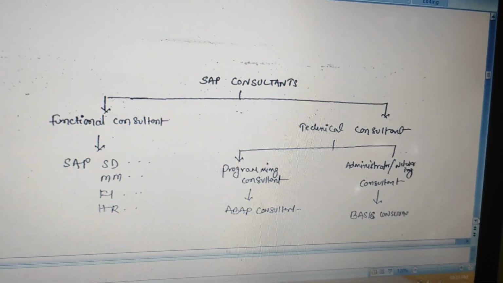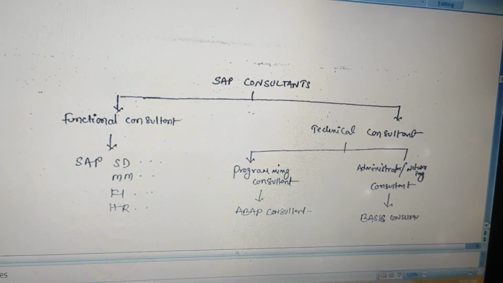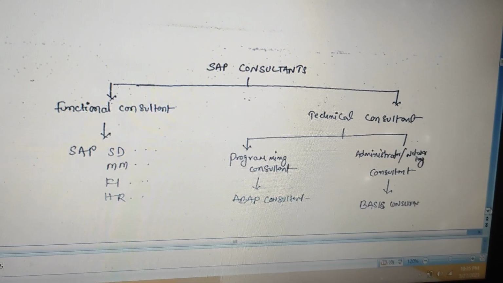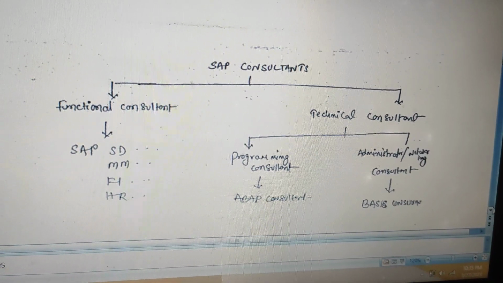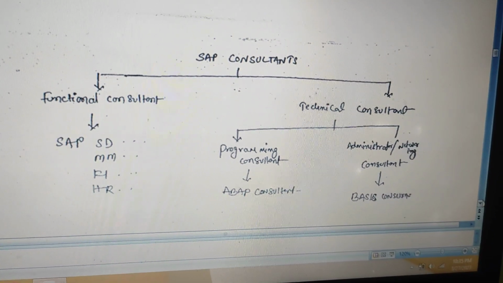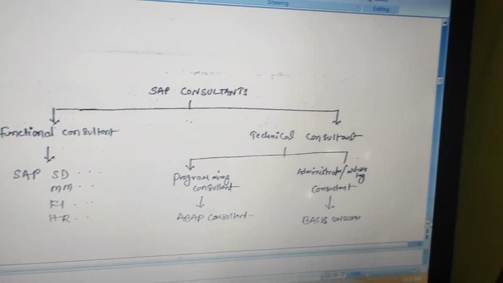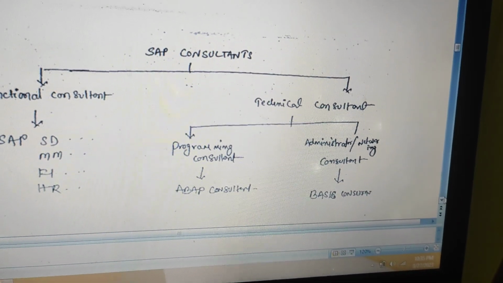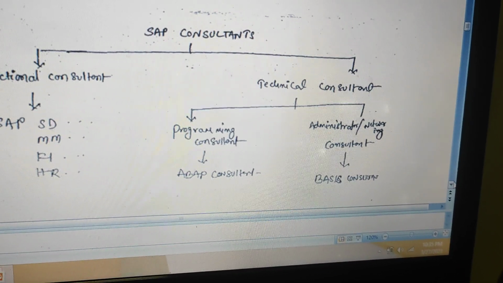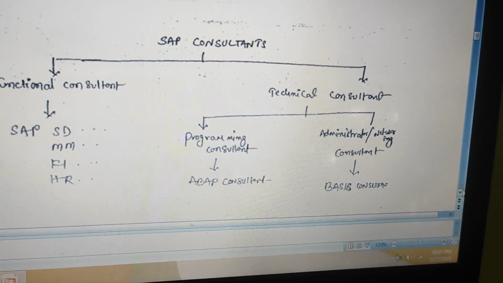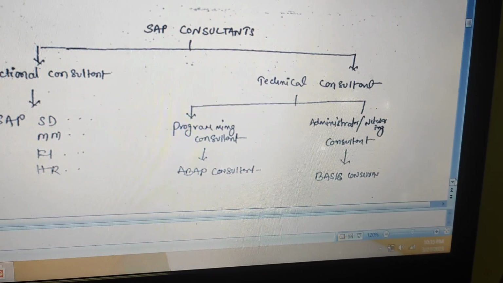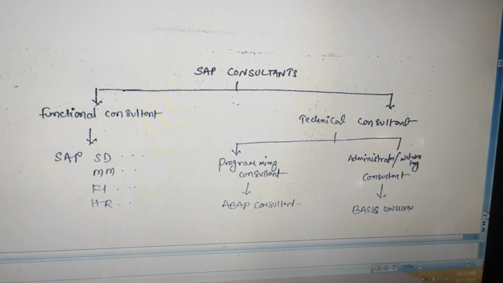SAP consultants are of two types: functional consultant and technical consultant. Functional consultants will work under SAP SD, FI, HR, etc. Technical consultants are of two types: programming consultants and administrator or networking consultants. Programming consultants are ABAP consultants. Administrator or networking consultants are basis consultants.